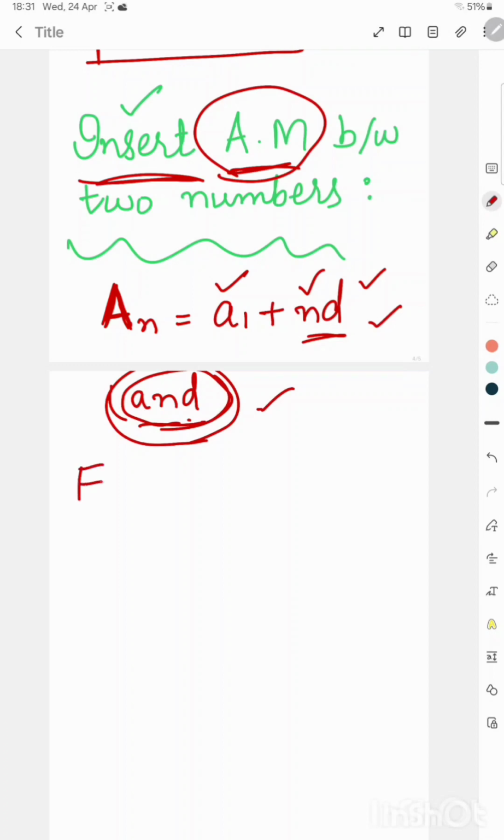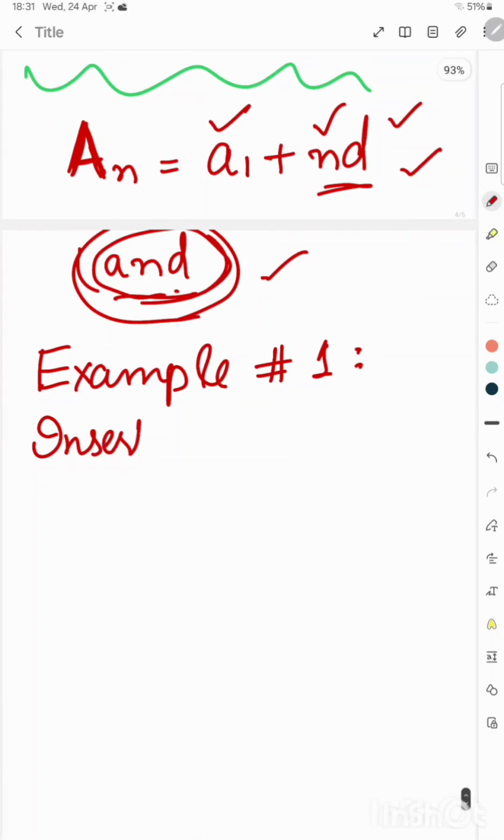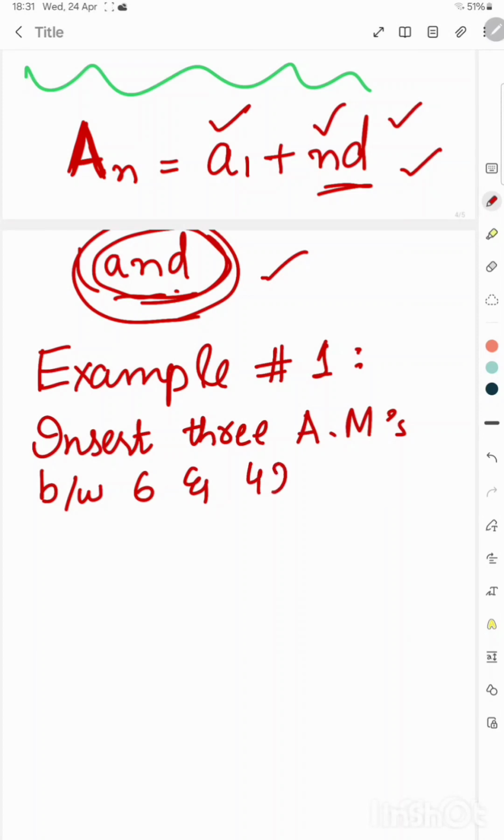Okay, so the example is: insert three arithmetic means between 6 and 42. So here the question asks to insert three arithmetic means. There is not just one arithmetic mean; we have to find three arithmetic means between 6 and 42.